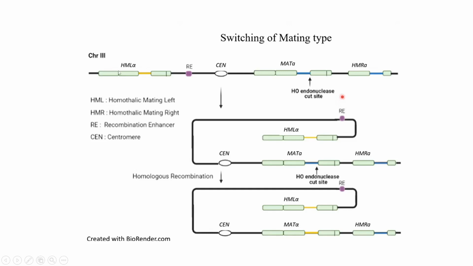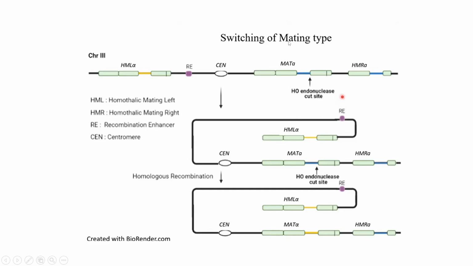There is the homothallic mating left, HML alpha, and there is HMR, and mate alpha is there. The recombination enhancer, the RE sequence, is there, and there is a centromere present in between. And there is an HO endonuclease cut site.